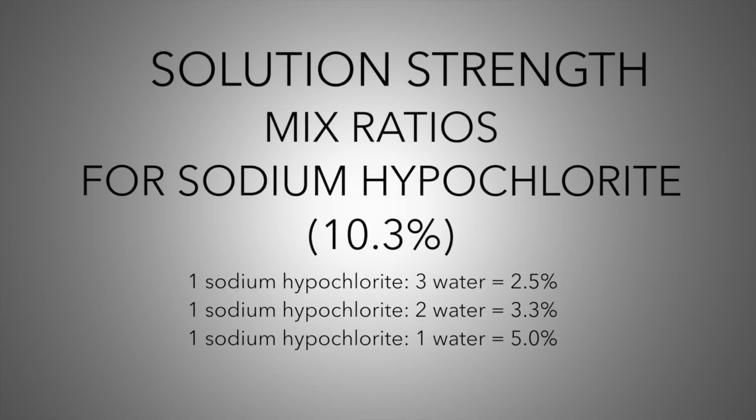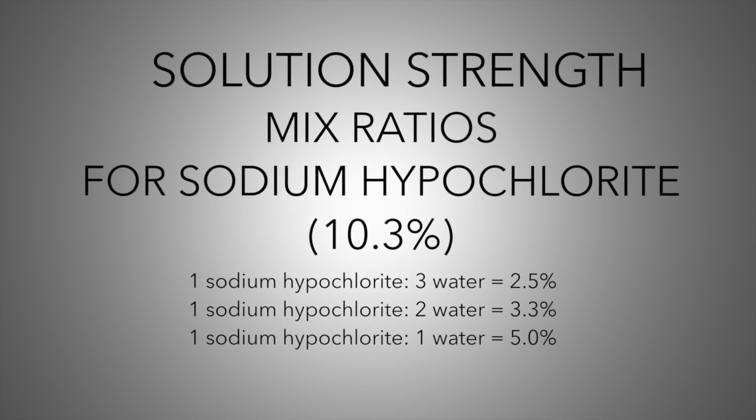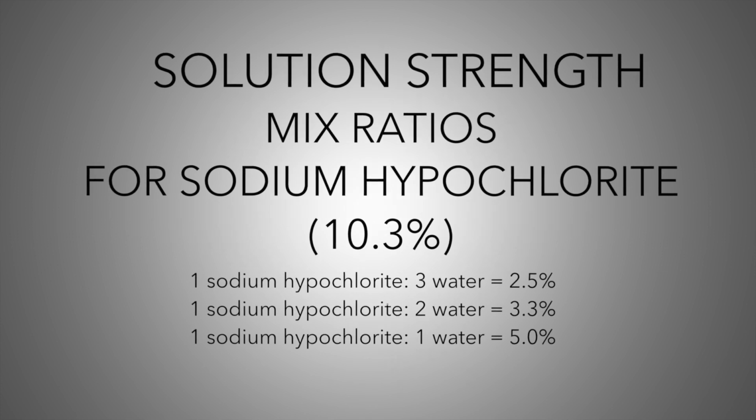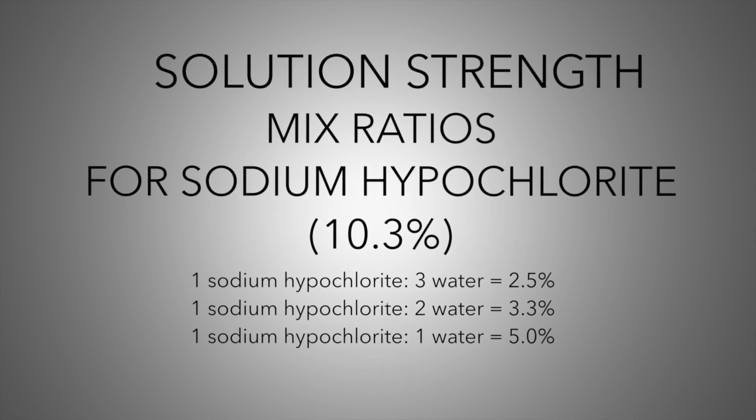The following are examples of solution strength for common sodium hypochlorite 10.3% to water mix ratios. 1 sodium hypochlorite to 3 water equals 2.5%. 1 sodium hypochlorite to 2 water equals 3.3%. 1 sodium hypochlorite to 1 water equals 5%.